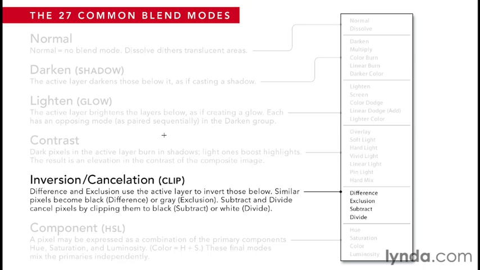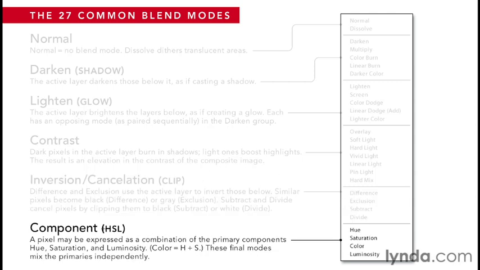The next group is a little bit of a muddle. It's kind of 2 groups in one. First, we have the difference and exclusion modes, which are the so-called inversion modes because they use the active layer to invert those below. Similar pixels, that is a pixel in the active layer that's very similar to the pixel directly below it, becomes black in the case of the difference mode or gray in the case of the exclusion mode. Subtract and divide are the cancellation modes, and they cancel pixels by clipping them to black in the case of the subtract mode or white in the case of the divide mode. These guys are a little unusual, a little bit complicated as well. They can be pretty useful, however, and once again, I'll show you how they work in a future chapter.